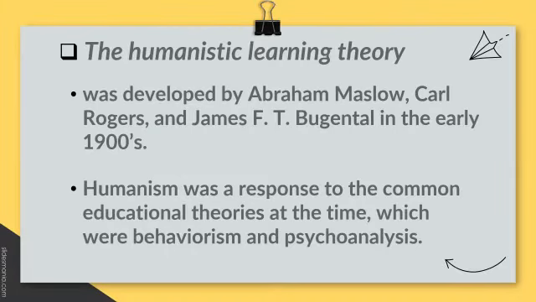The humanistic learning theory was developed by Abraham Maslow, who is considered the father of the movement, with Carl Rogers and James F. T. Bugental in the early 1900s. Humanism was a response to the common educational theories at the time, which were behaviorism and psychoanalysis.